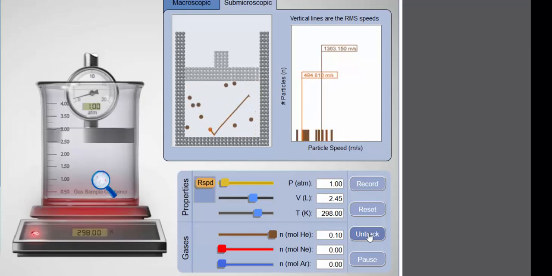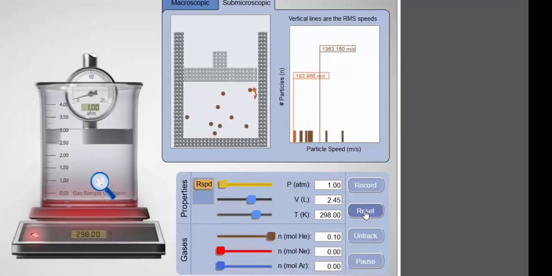Take a few moments and answer questions 2 and 3 on the worksheet. You may need to pause the video or even step back and rewatch part of it to be able to answer the questions. If you've not yet completed the answers to questions 2 and 3, now is a really good time to pause the video. Let's reset the sim.